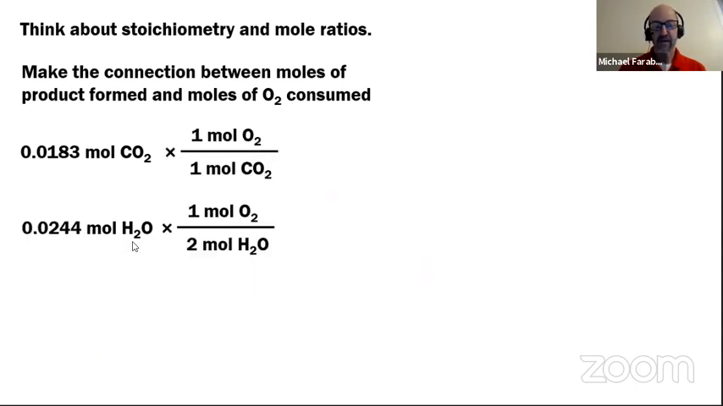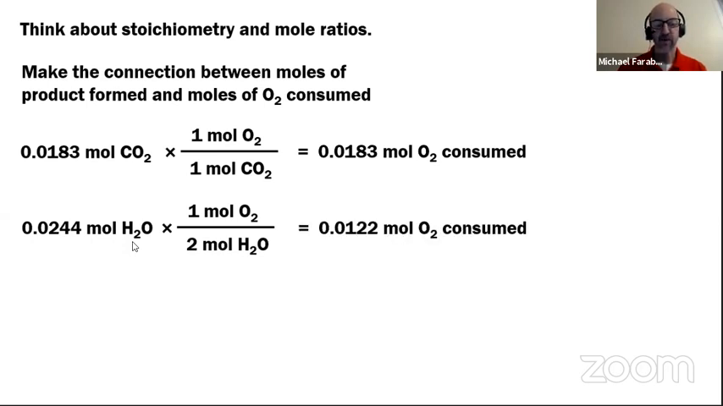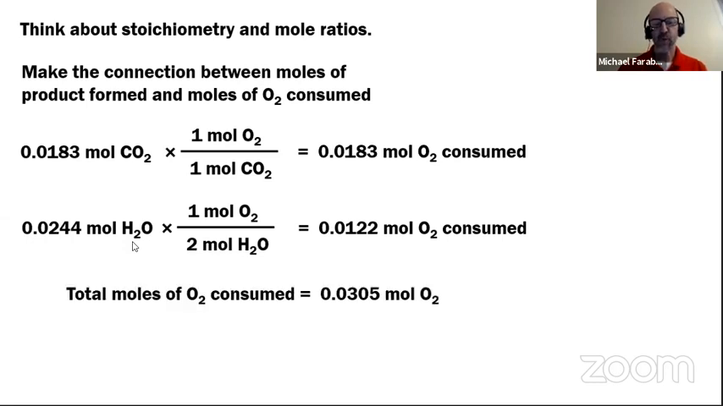So I can do that, and I come up with 0.0183. That's how many moles of oxygen was consumed to produce the CO2. And then because I'm dividing by 2, I get 0.0122. That's how many moles of oxygen would be consumed from just that portion to produce the water. I can add these together. So 0.0183 plus 0.0122. That means the total number of moles consumed to produce CO2 and H2O separately, and then just add them together, is 0.0305.